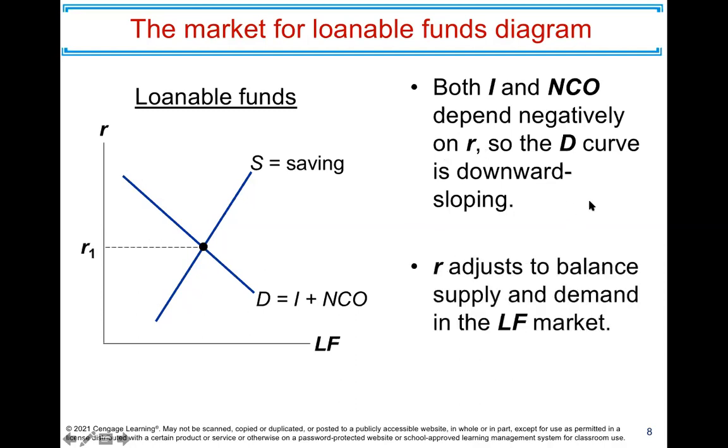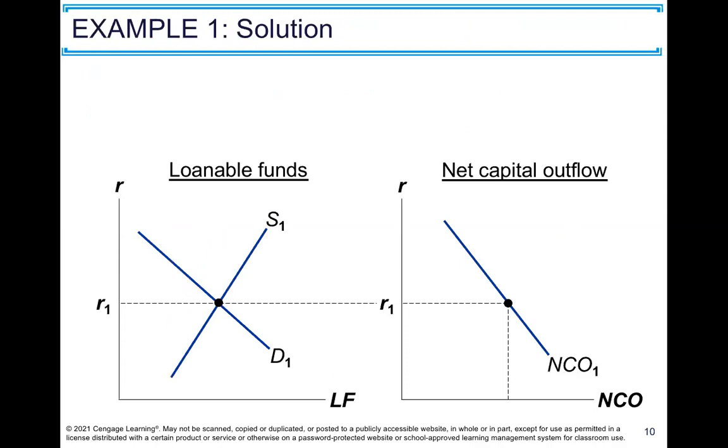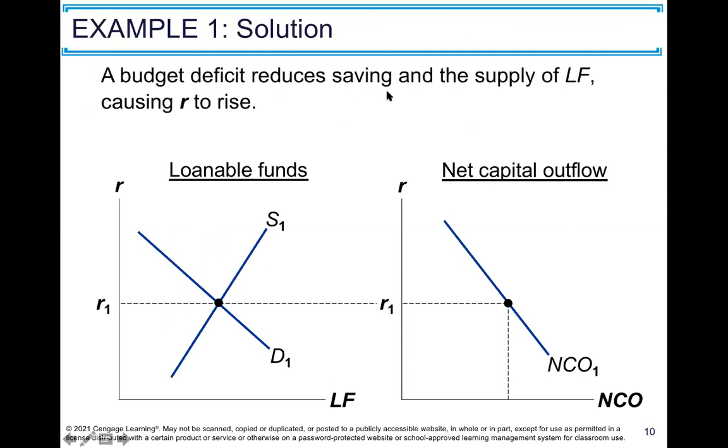Okay, so R adjusts to balance supply and demand, we know that. All right, so let's see how a budget deficit can affect NCO and the exchange rate. First of all, we're going to assume that a budget deficit reduces saving and the supply of loanable funds, causing R to rise. So here we have a decrease in supply. Why did we have a decrease in supply? Well, because the government is now running a budget deficit. A budget deficit means that there's less money available for the government to lend out, and they're going to take away from the supply of loanable funds.